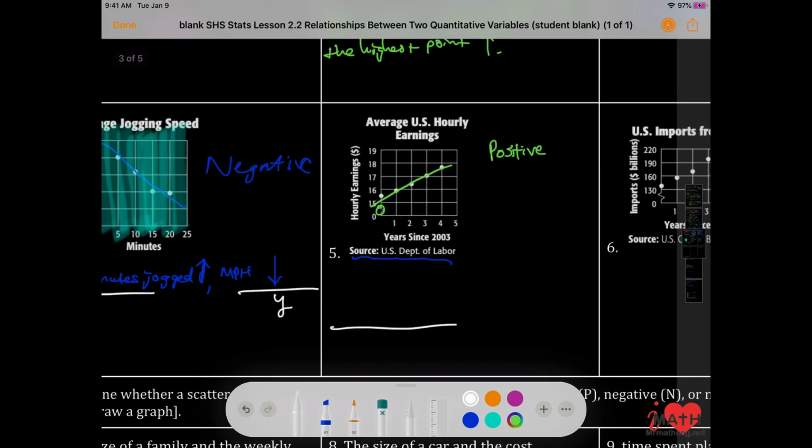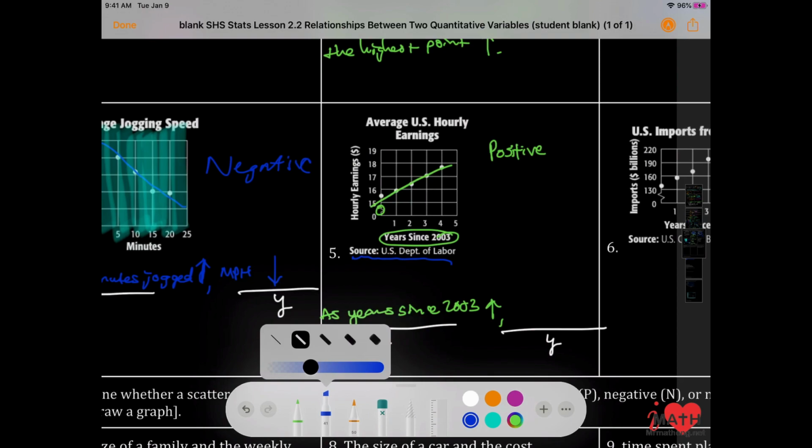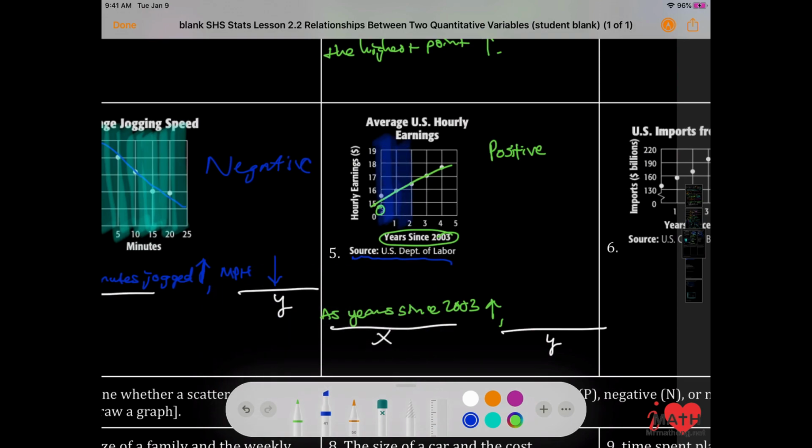And I need the x and then the y. What's happening in our x's? So as years since 2003, what happens? Increases. Then again, if I'm going across, what's happening to that green there? It's going up. So then we can say hourly earnings, so I'm just repeating what's in the y variable.